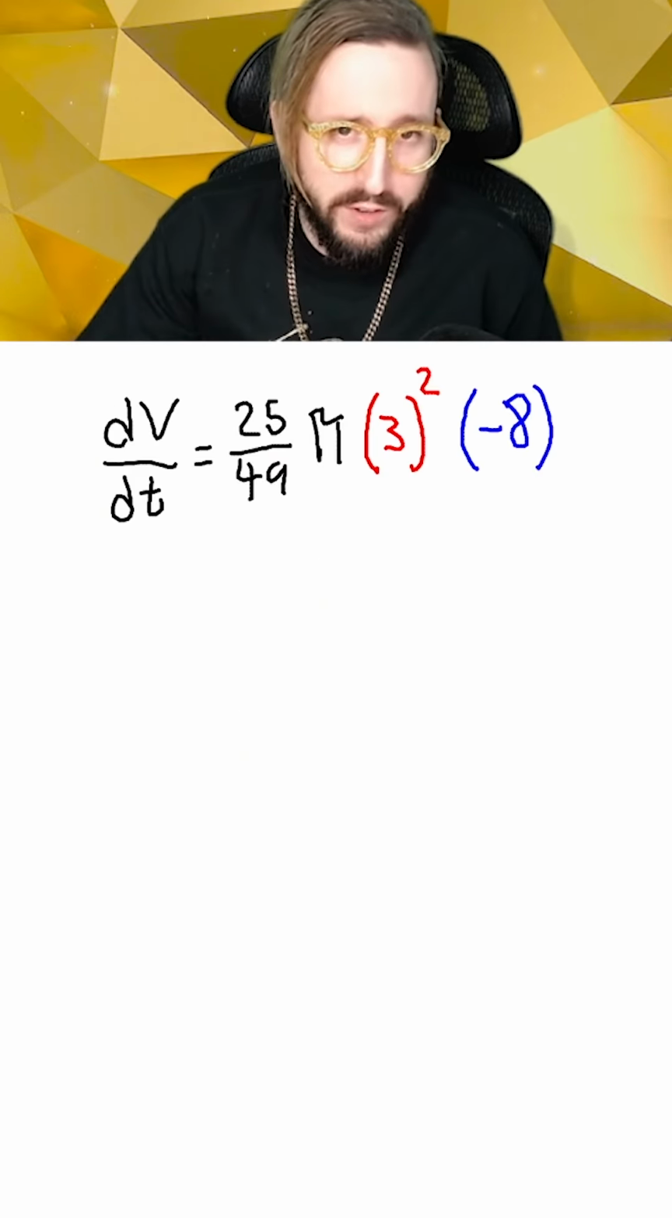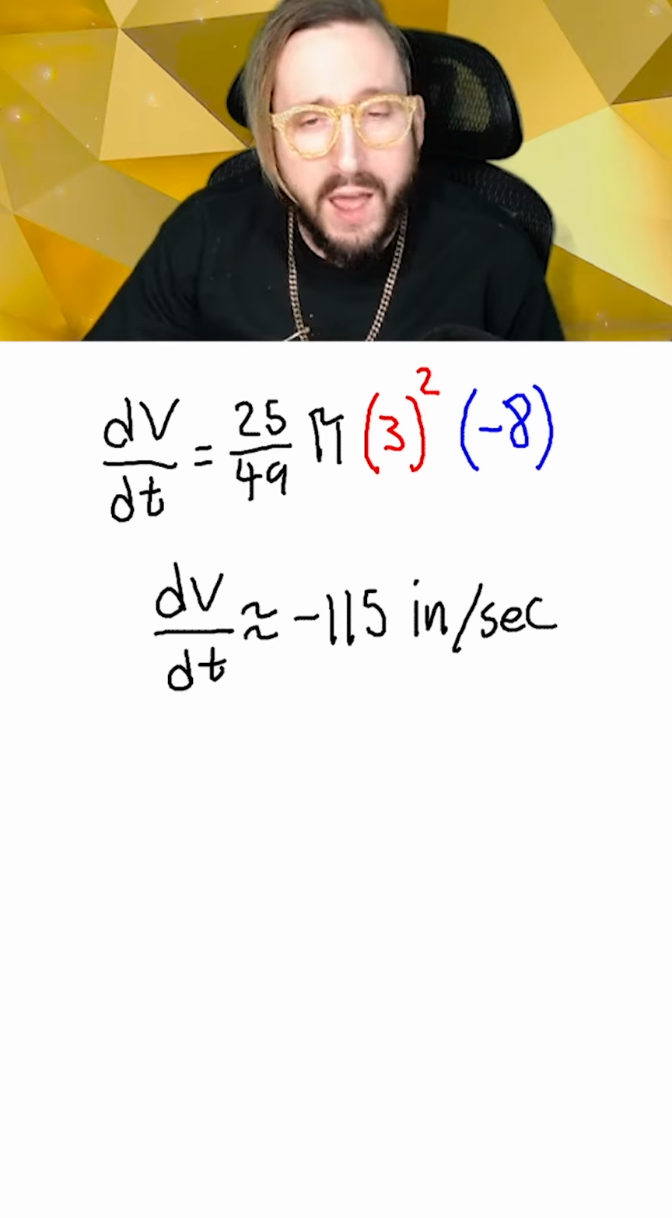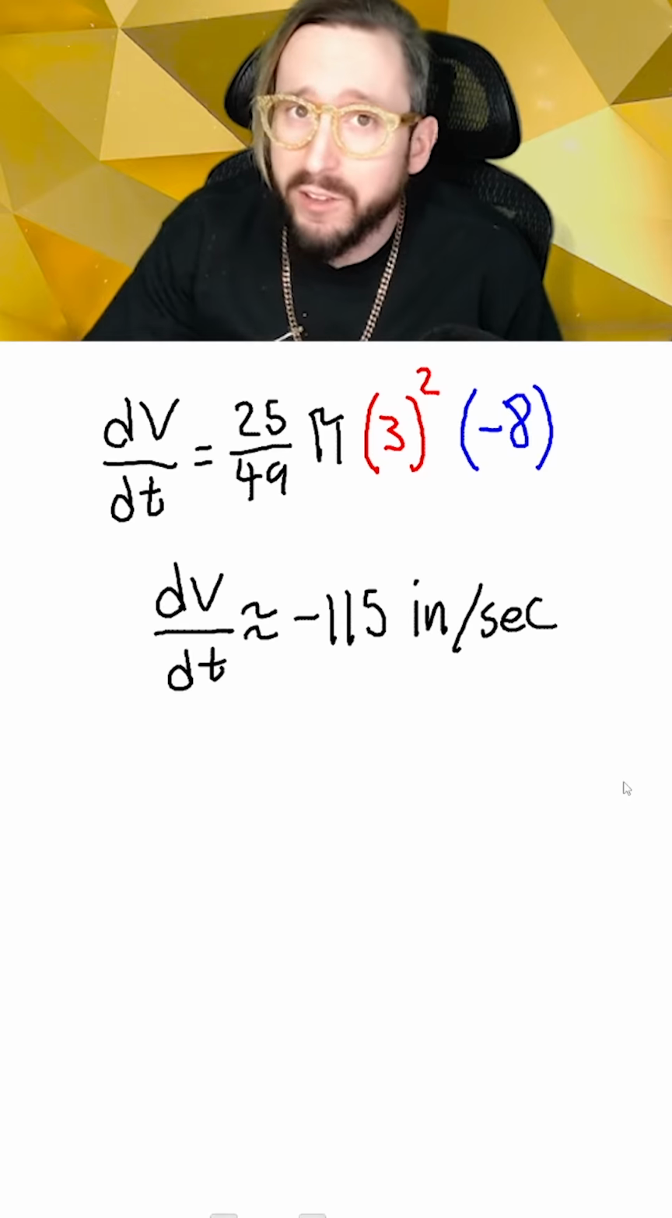So now we solve for dV/dt, which means that water is leaving the cone at 115 inches per second. And there you have it. That's how you solve related rate problems. Nice!